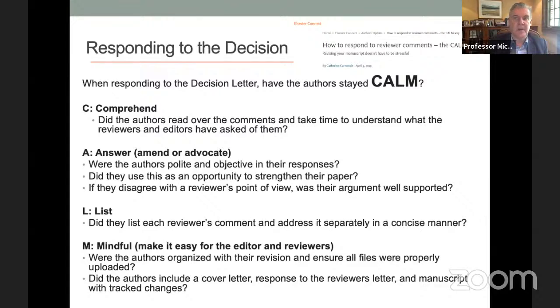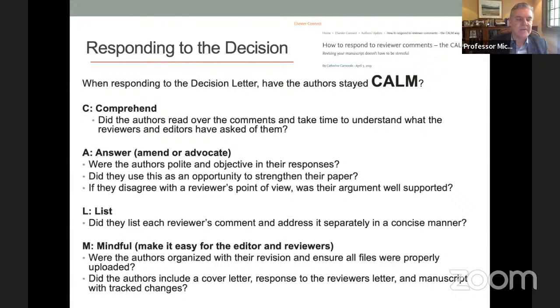effectively argued their point. The L is list. So did the authors list each reviewer's comment and address it separately in a concise manner? And so this is why it's very helpful in the review to number your major points. And it becomes easier to reference these. And it also becomes much easier to review the revised submission.